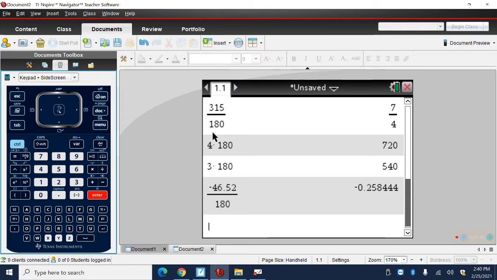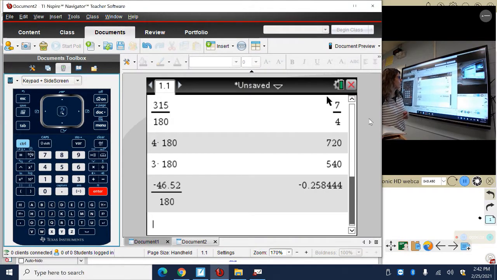And that's going to give you negative 0.25884. Now, one thing I need your brain to understand is that you have to be very cautious with this. You have to make sure that you are checking what mode you're in. So if you look up here around your battery, you are going to see that it's in radian mode. Hold on one second, guys. I need my camera up here for you guys to see this a little bit.